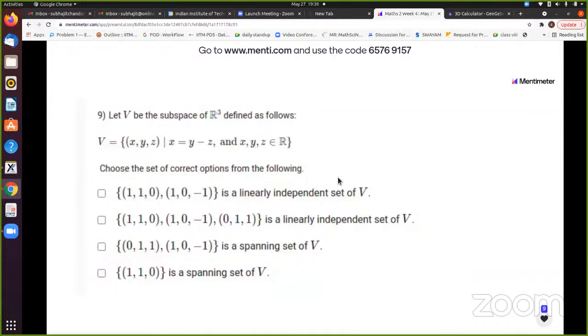I say any general element. How does a general element of V look like? The relation given is x is equal to y minus z. So the vector that satisfies this relation must have the first coordinate y minus z, the second coordinate y, and the third coordinate z. Now, can that type of element be generated by these two?